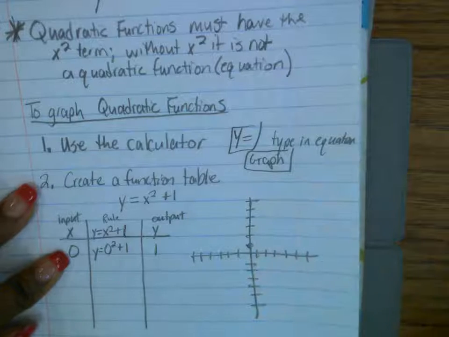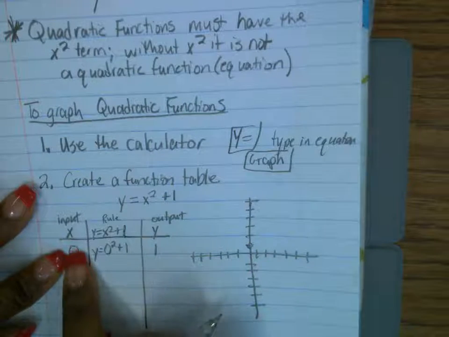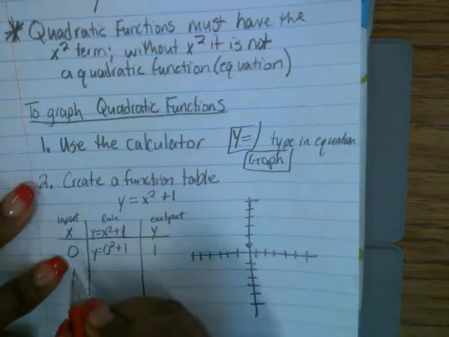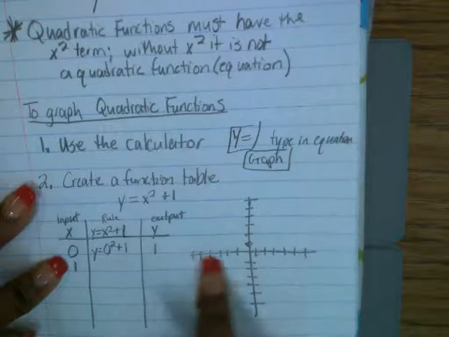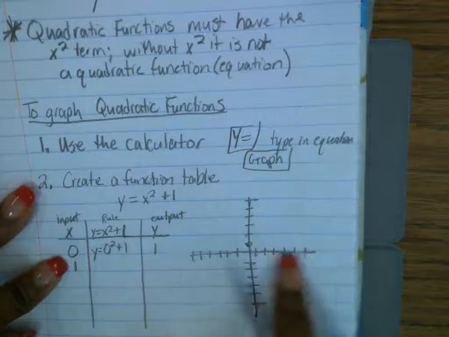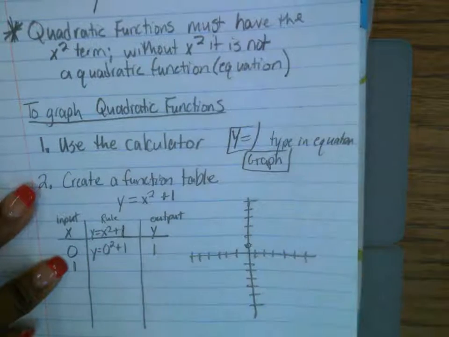Okay. Now I'm going to choose another x value. I'm just going to choose 1, okay? And you can choose whatever x value you want. Just don't make it too big because you need to be able to graph it on paper.